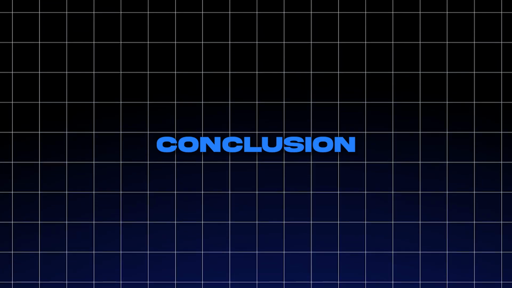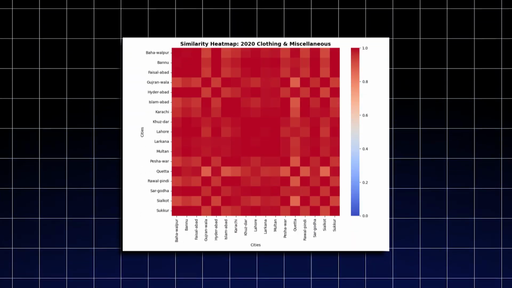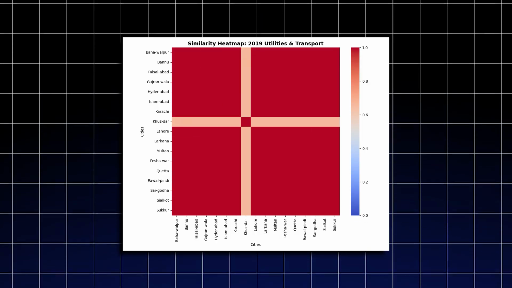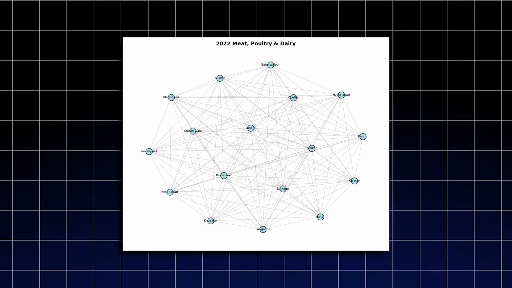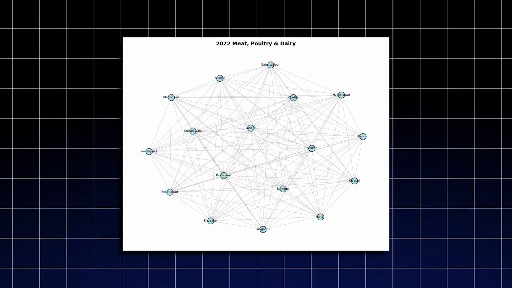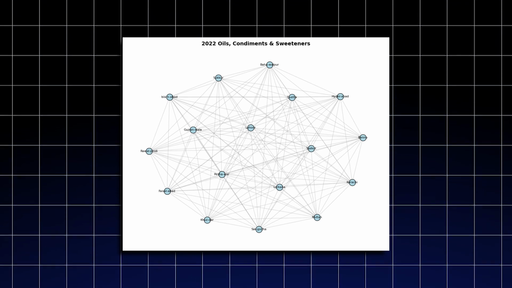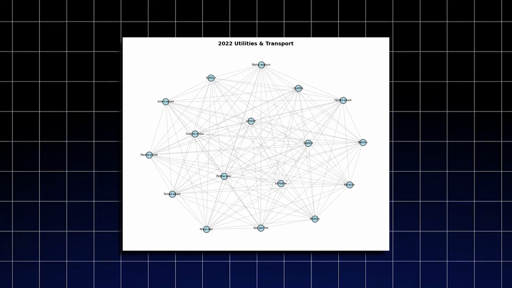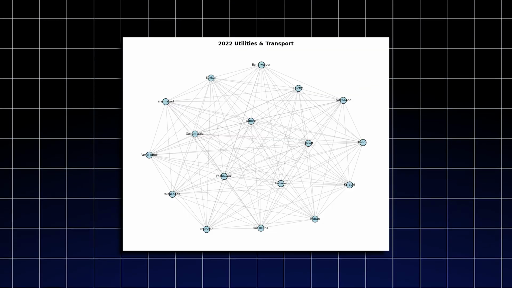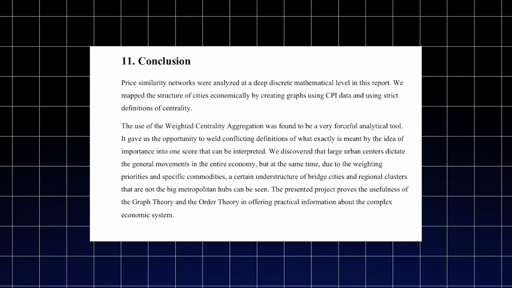Now moving on to the conclusion. In conclusion, this project successfully bridged the gap between abstract discrete structures and real-world economics. We demonstrated that Pakistan's economy is not a single unit but a collection of clusters defined by complex relations. We learned that the relation defines market integration, graph centrality defines economic influence, and partial orders reveal temporal stability. We have moved from viewing prices as simple numbers to viewing them as a complex, interconnected discrete system.